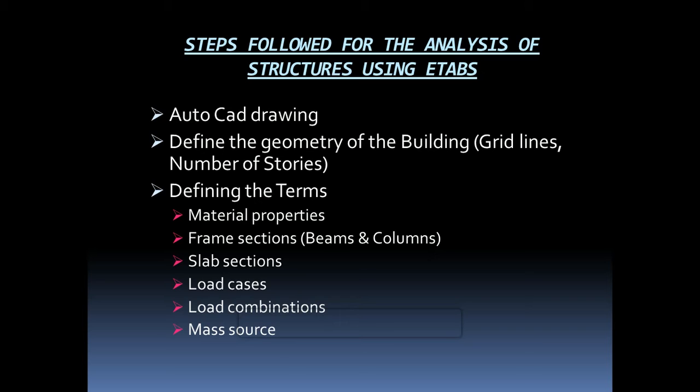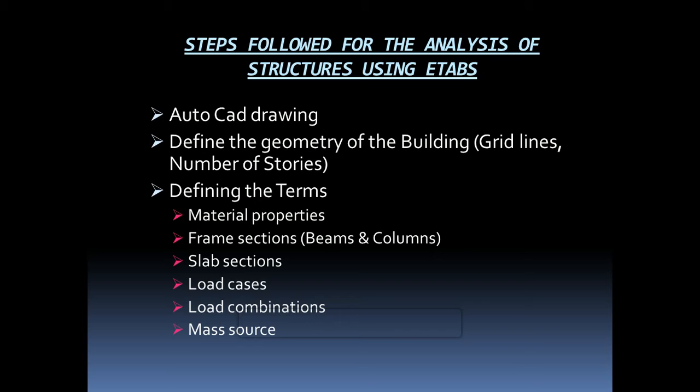Later in the Etabs, we will define the terms like the material properties. In the material properties, we will define what type of concrete it is and what type of steel we are going to use for the building. And next we will define the frame sections like the size of the beams and the columns. Later the slab sections, and next the load cases.